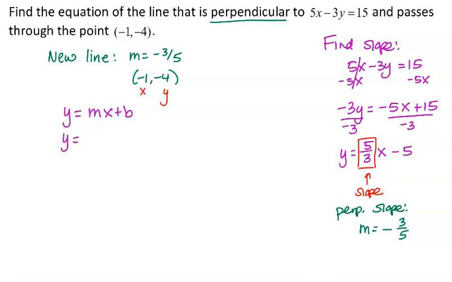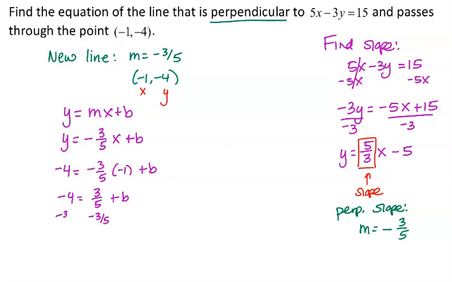So first, plugging in our slope, I'm going to put my -3/5 in place of my m. And now I'm going to plug in my point, (-1, -4), for x and for y. So y is equal to -4, x is equal to -1, and b is our variable that we're trying to find. So we have -4 is equal to positive 3/5 plus b. And then subtract 3/5 from both sides to get b by itself.